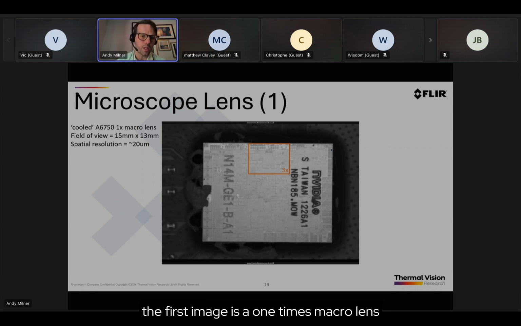The first image is a 1x macro lens, field of view about 1.5 by 13 millimeters. So with this lens, with this field of view, the spatial resolution, which is effectively the size of each pixel, is about 20 micrometers. So we have a 1x macro lens, a 3x, and a 5x. So in the next slide, you'll see the 3x lens, which is the area that's been selected there.